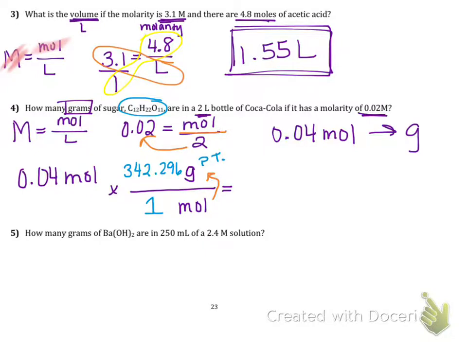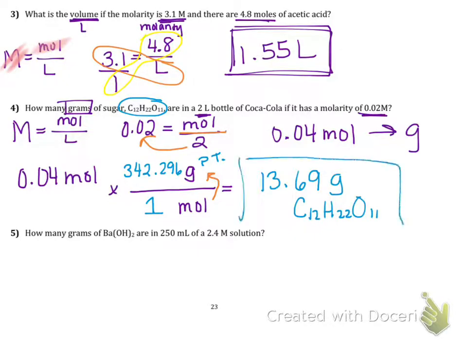All right, so perfect. We are now going to multiply the top and divide by the bottom, and hopefully you get 13.69 grams of sugar, C12H22O11. So this is our final answer.